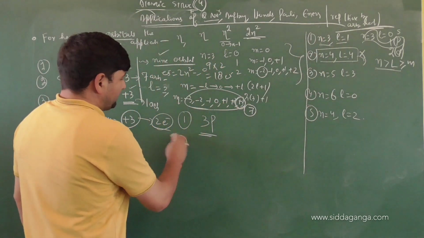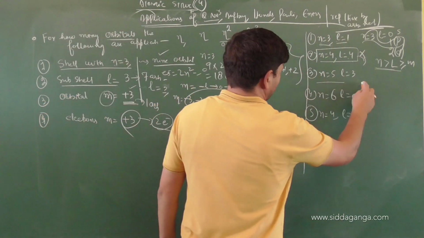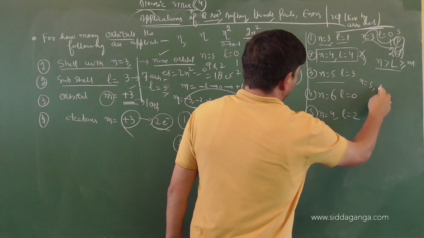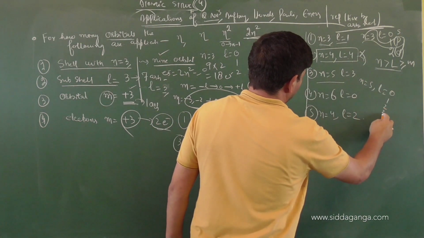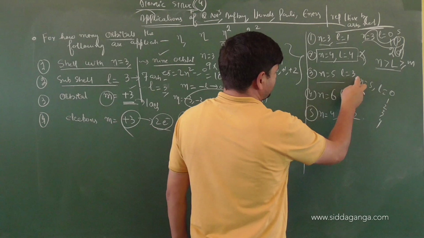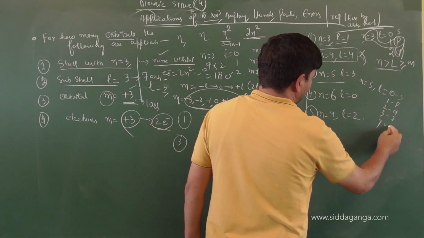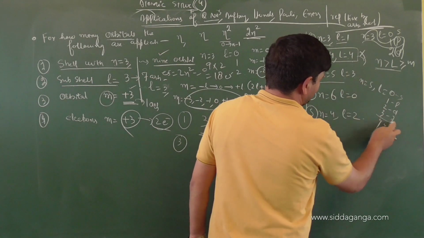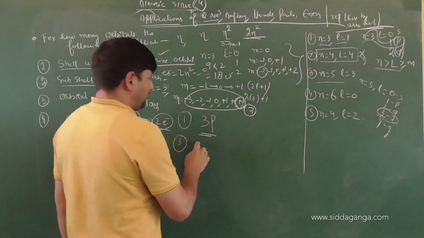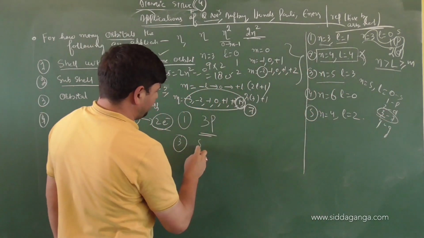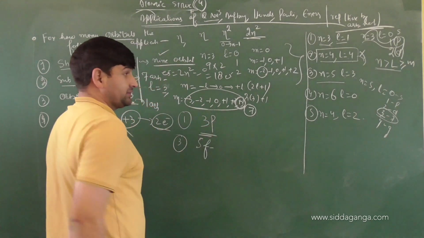Okay. So third one, what is N value? Here, N value is 5. Good. L value will be 0, 1, 2, 3, 4. But given is 3. So S, P, D, F, G. L is 3. That means F. So we are talking about principal quantum number 5, F.